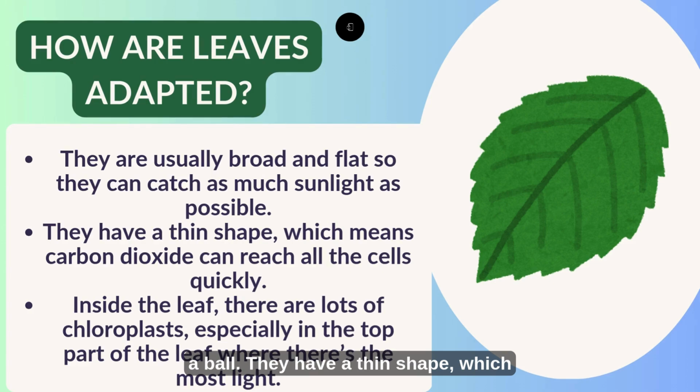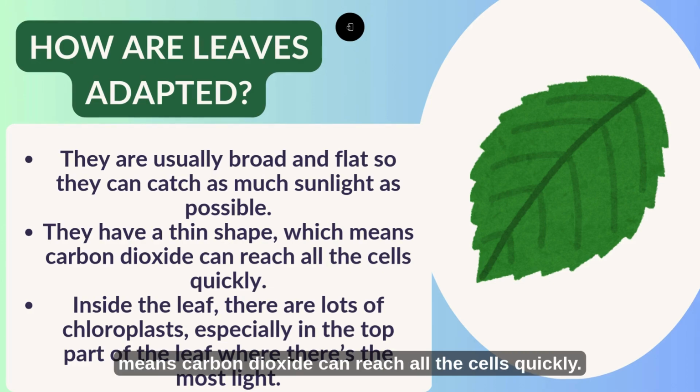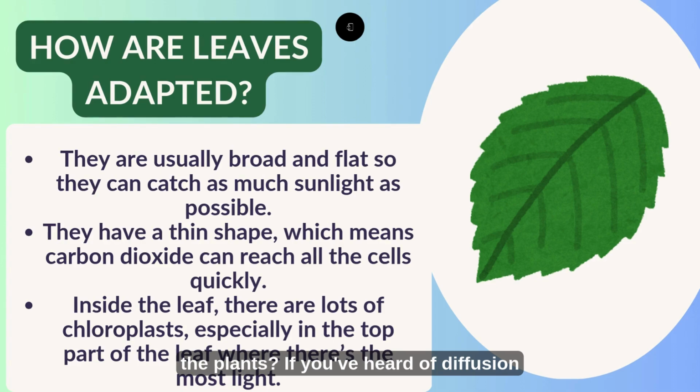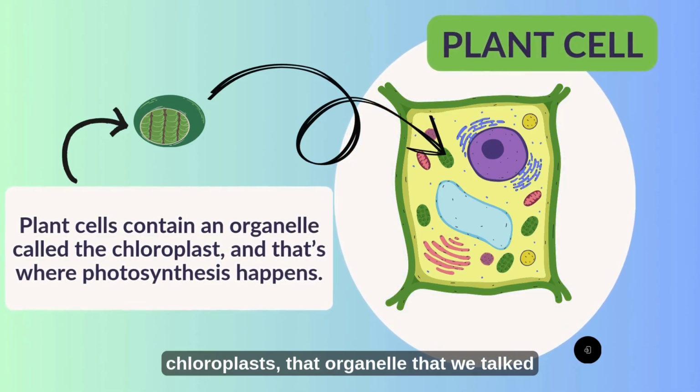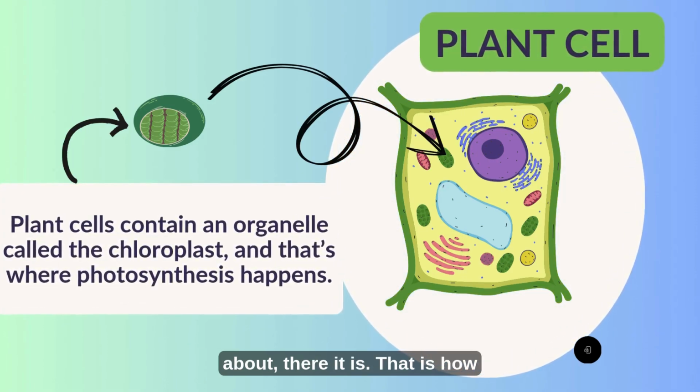They have a thin shape, which means carbon dioxide can reach all the cells quickly. Do you know by which method it goes into the plants? If you've heard of diffusion, or if you thought of diffusion, you are correct. Inside the leaf, there are lots of chloroplasts. That's a very important organelle, especially in the top part of the leaf, where most of the photosynthesis is going to occur.